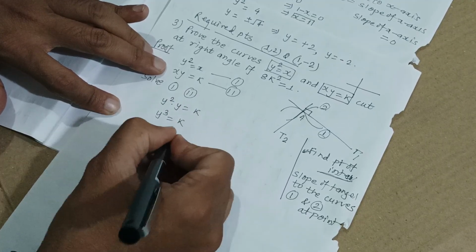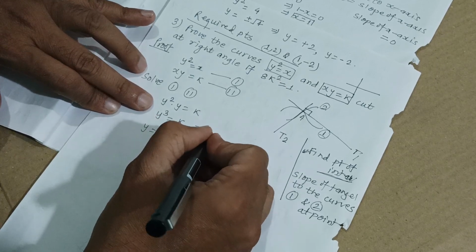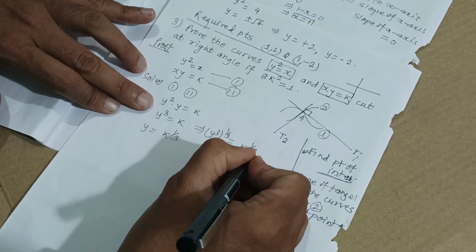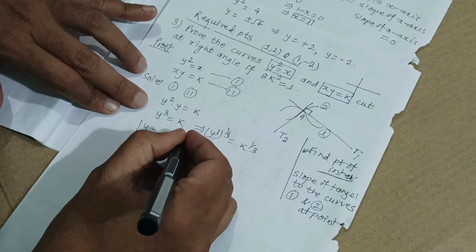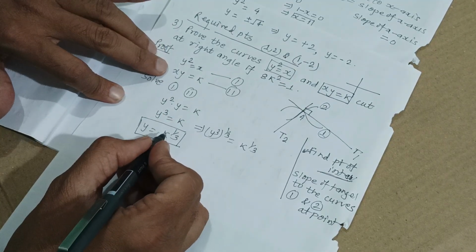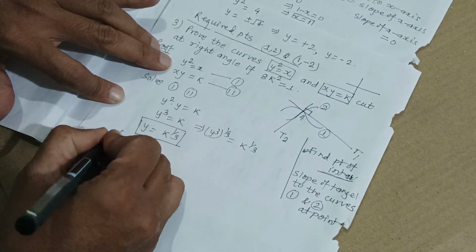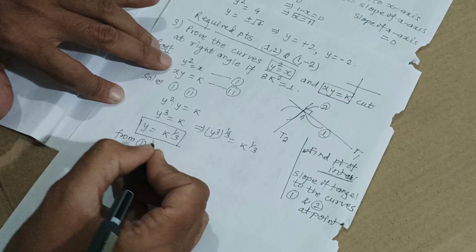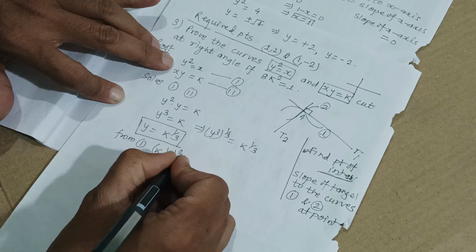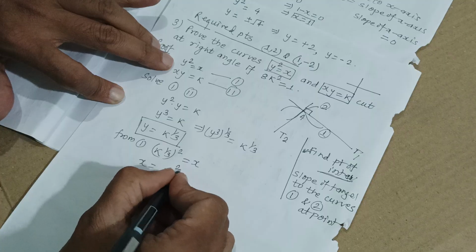It means the value of y is k to the power 1 by 3. If we simplify, y cube whole to the power 1 by 3 is k to the power 1 by 3. So the value of y is k to the power 1 by 3. Now we have got the y coordinate. Now put the value in any one of the equations. Put the y value in equation 1. So y, that is k to the power 1 by 3 whole square, is equal to x. It means x is equal to k to the power 2 by 3.